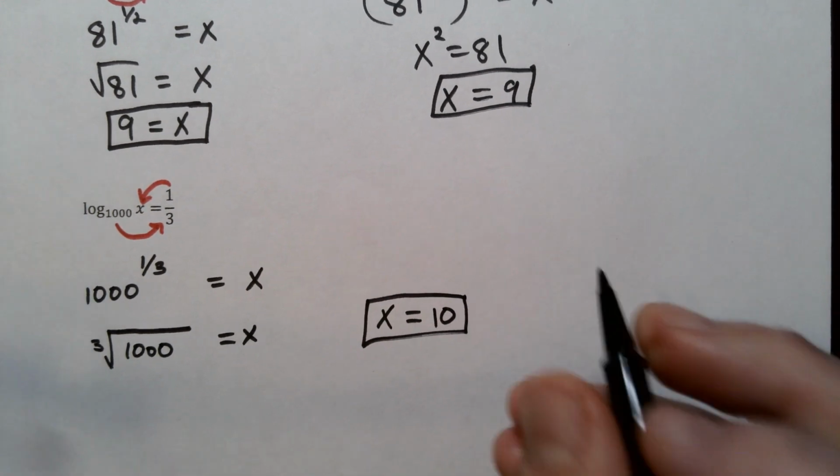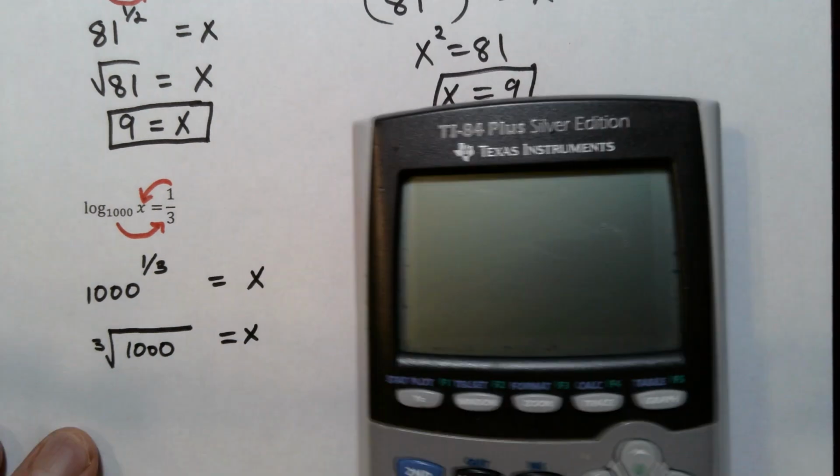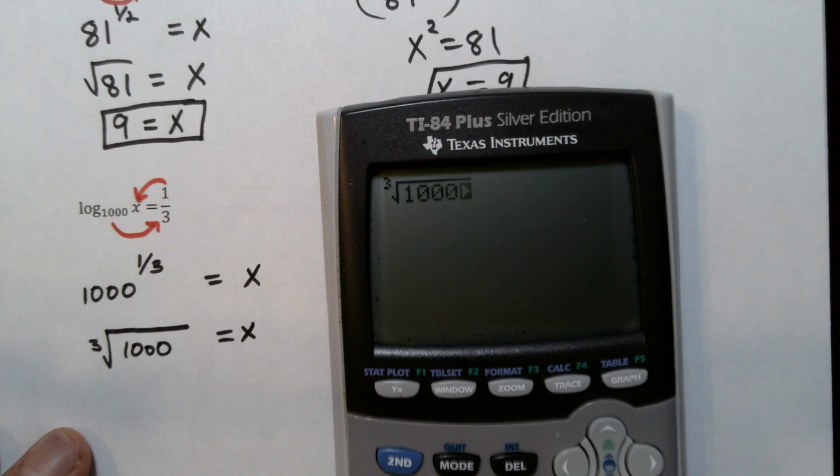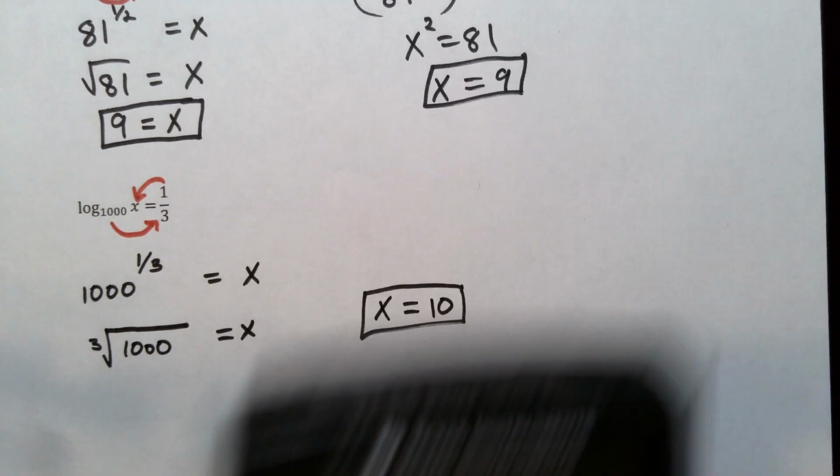If you want to confirm that in the calculator, I will do that. So here we go. Third root of 1,000 equals 10. And that's it.